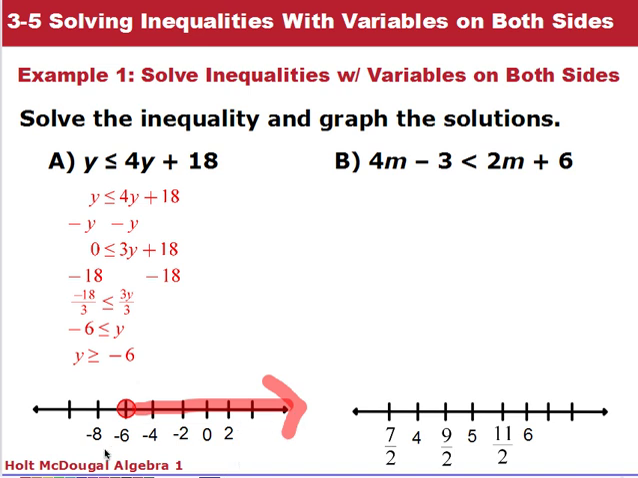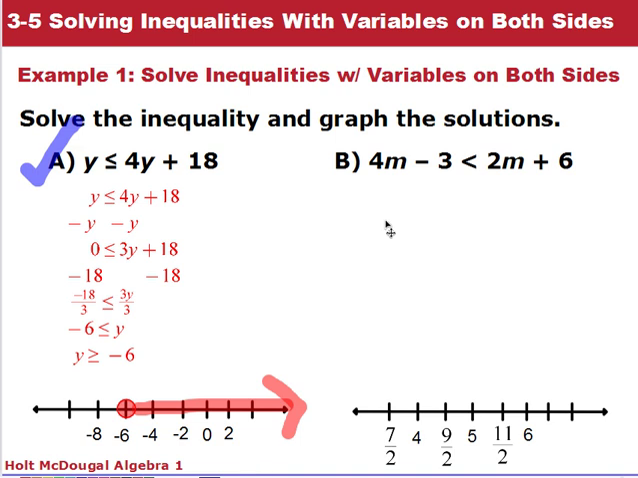And again, check your solution. Our endpoint is negative 6. Plug that in and make sure the inequality holds true. So we have negative 6. Is that equal to negative 24 plus 18? And yes, it is. And then we can go ahead and pick 0 and see if that's going to be a solution of the inequality. Is 0 less than or equal to 18? And again, yes it is. So by checking our solutions, we have the correct endpoint, and we have shaded the correct way.